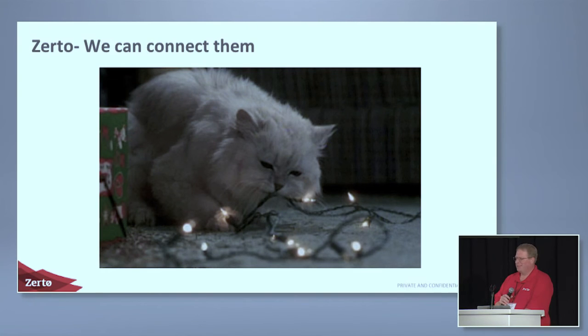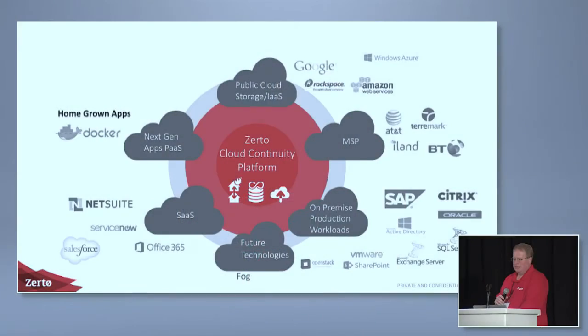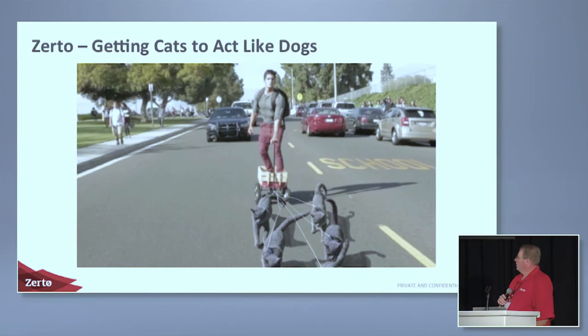Do we know where this is from? Okay. So what we're really building is a cat federation. We're connecting together all of these different silos for a common purpose of being able to move data from one point to the other. And we see a lot of value in it. So then it starts looking more like a federation than a dog sled, but it is a sled pulled by cats now.